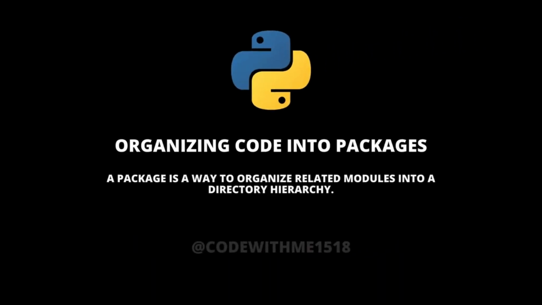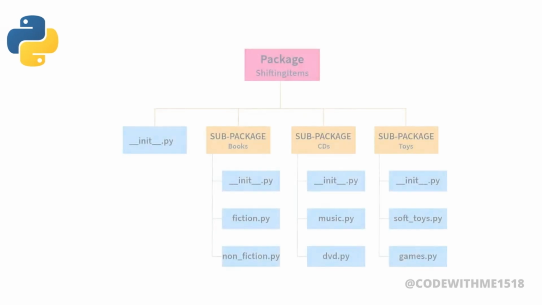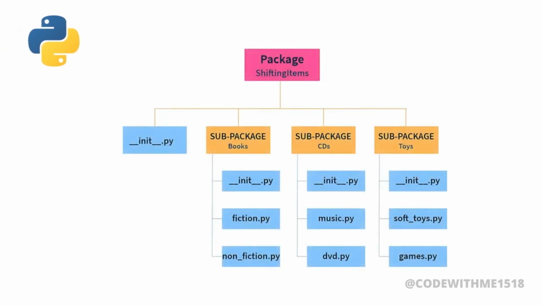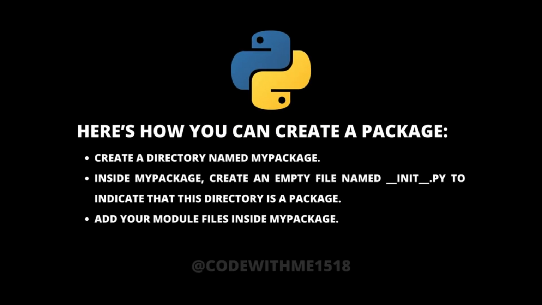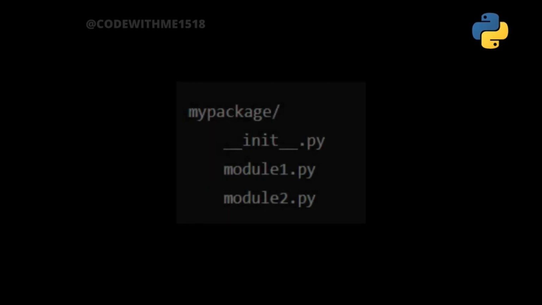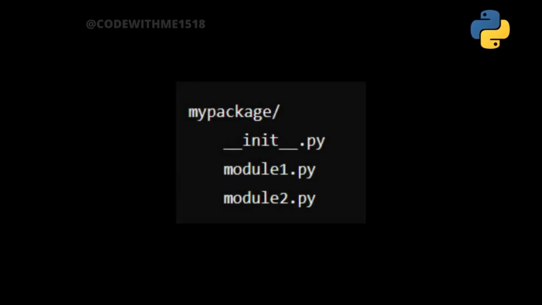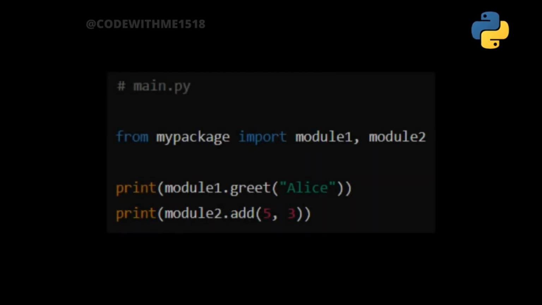Next, let's talk about organizing your code into packages. A package is a way to organize related modules into a directory hierarchy. Here's how you can create a package. Create a directory named myPackage. Inside myPackage, create an empty file named __init__.py to indicate that this directory is a package. Add your module files inside myPackage. Now, let's see how you can use the modules in this package. By using the from keyword, we can import specific modules from the package and use them directly.